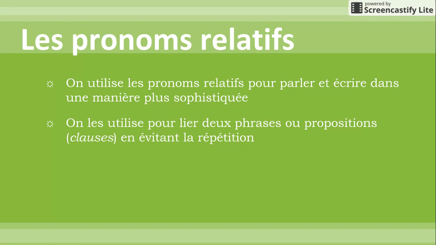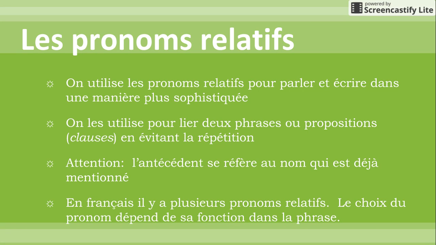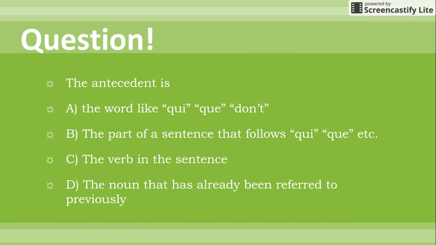So we're going to take a look at relative pronouns. These are going to help you connect sentences in a way that is sophisticated and shows that you understand and really have a strong grasp of the language. One thing we're going to talk about a lot in this lesson is the word antecedent, and that's referring to a noun that is already mentioned in a sentence. In French, there are many relative pronouns, so let's take a look at each one and how to use them.